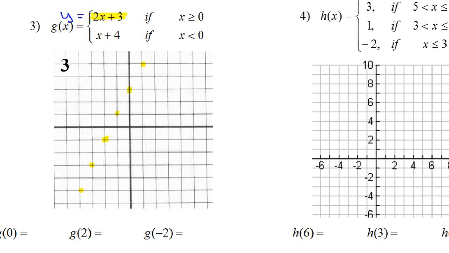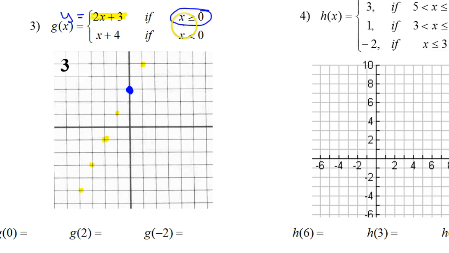But I'm not going to graph the entire line. I'm just going to graph the part where the x values are greater than or equal to 0. Start at 0. Which one of these dots is at 0? It's this one. Open circle or closed circle? Closed circle.